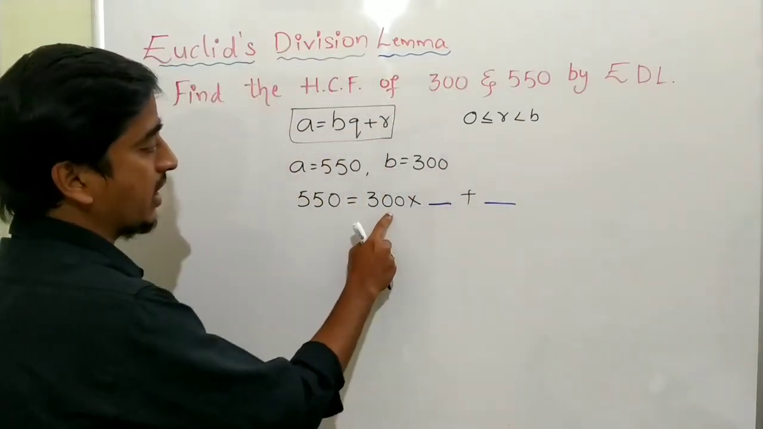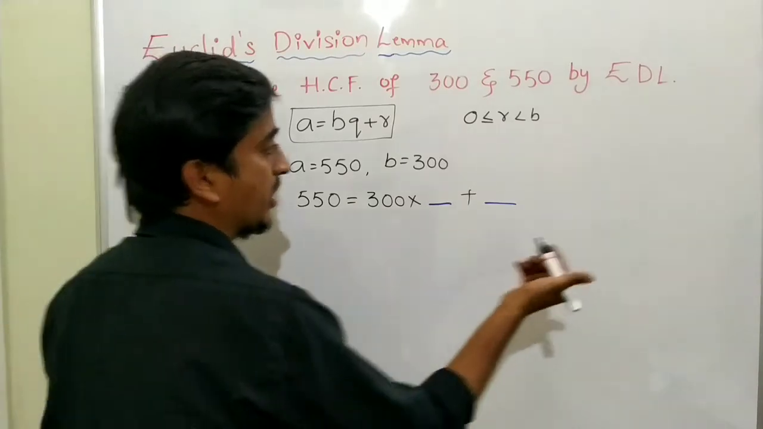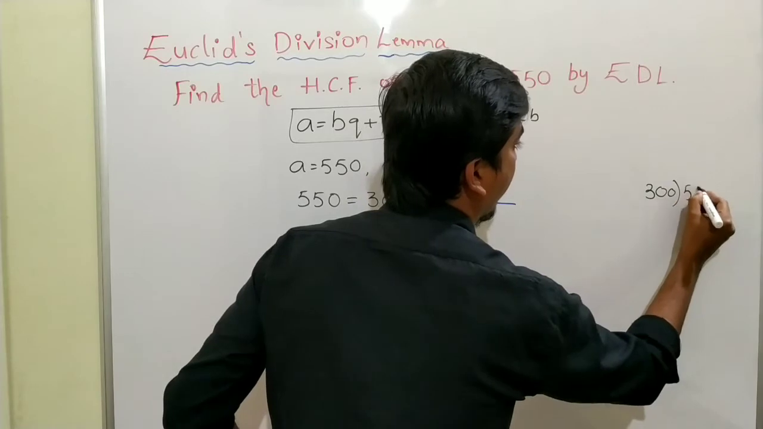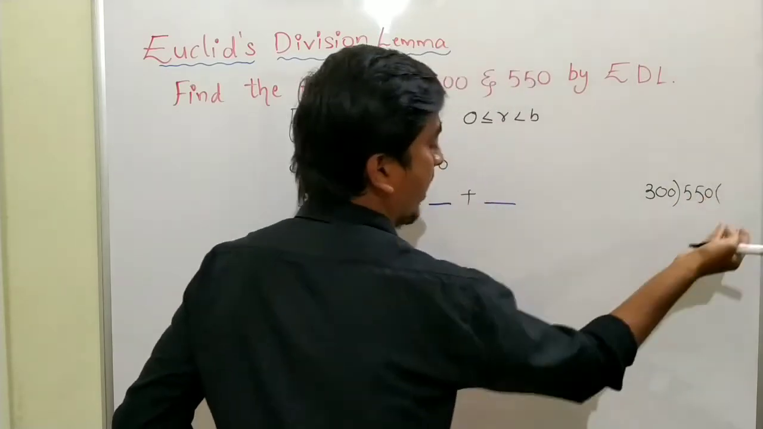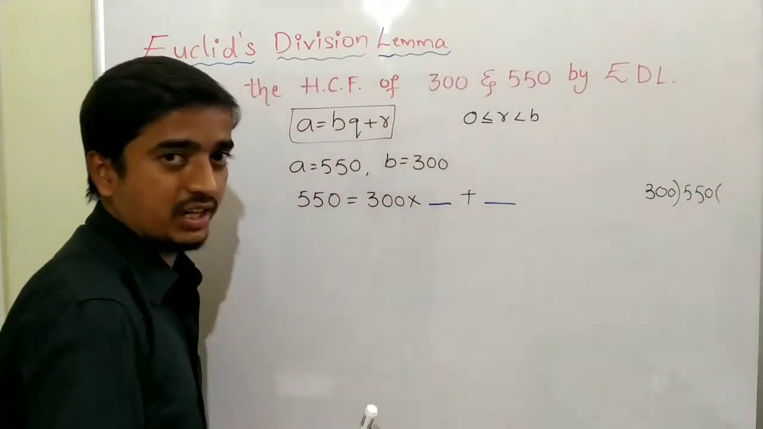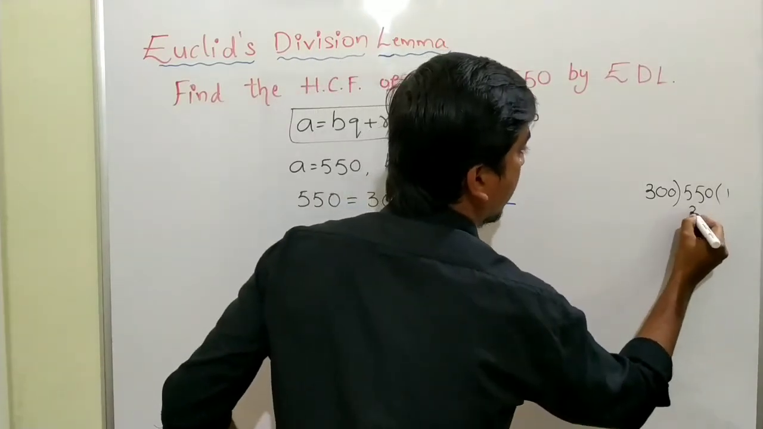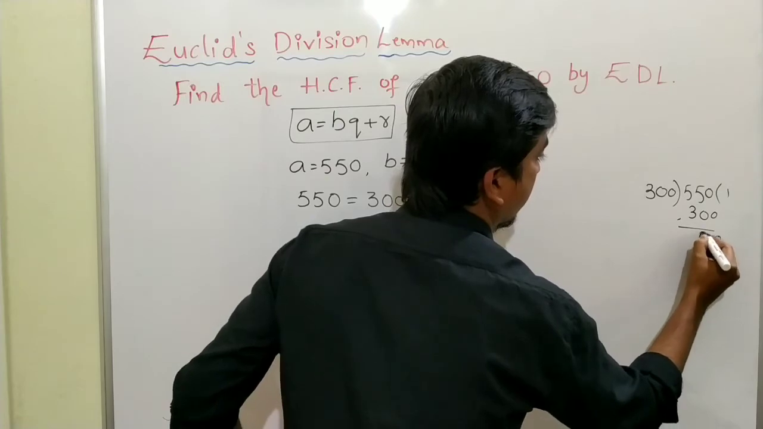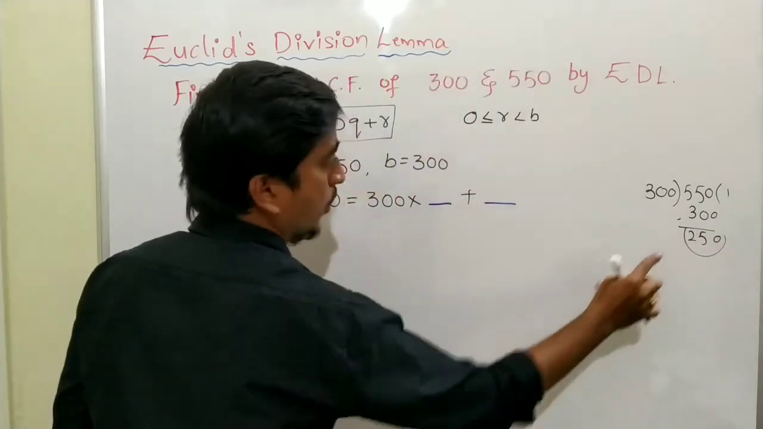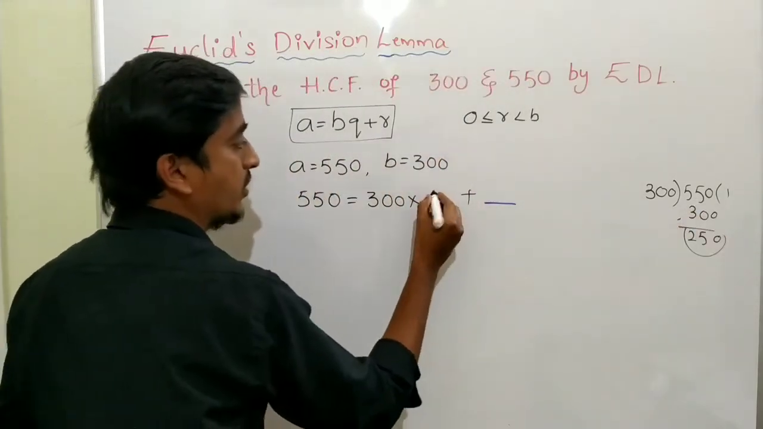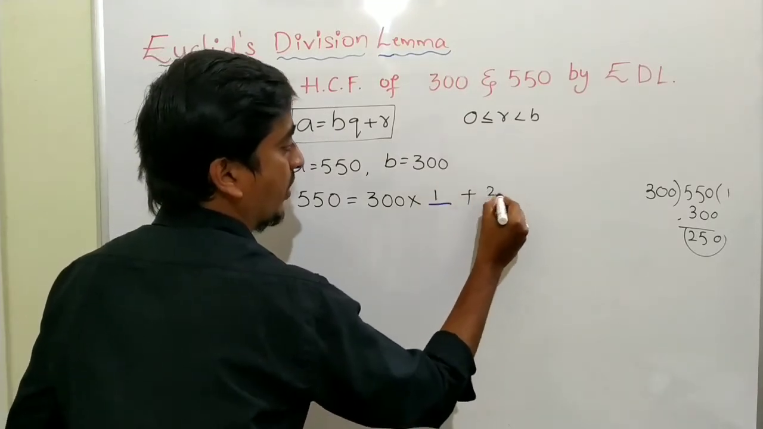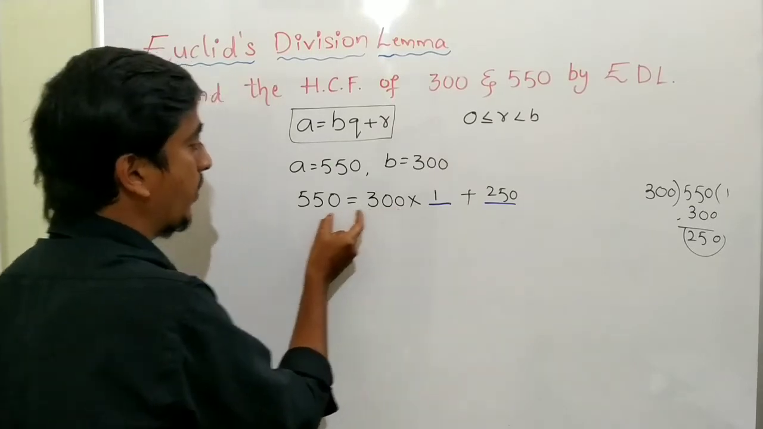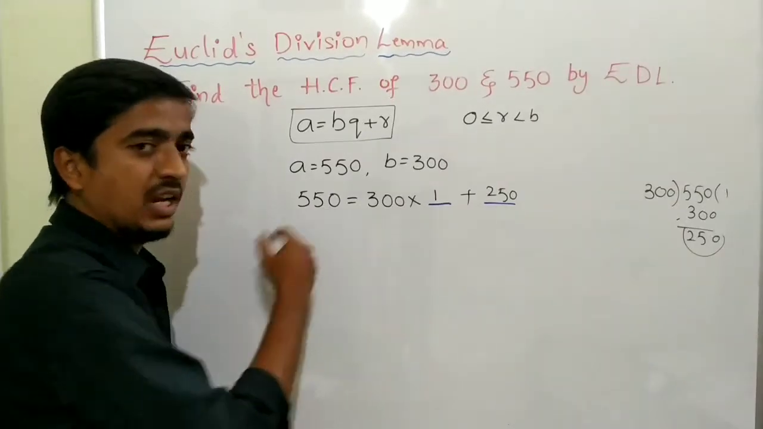Now think how many 300s can fit into 550. Let us find this by division: 550 divided by 300. 300 ones are 300, 300 twos are 600. So we take 300 ones are 300, and the remainder we got is 250. The quotient q is 1 and the remainder is 250. Next, this divisor will become the dividend.